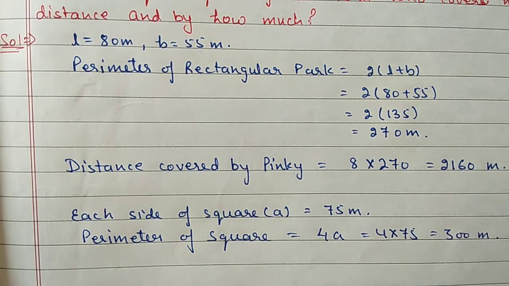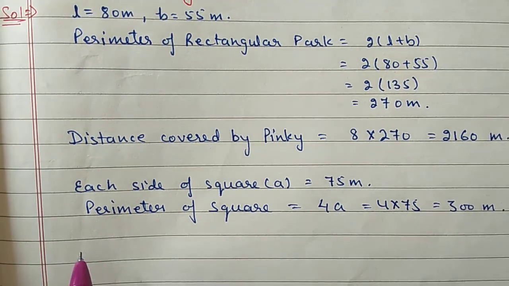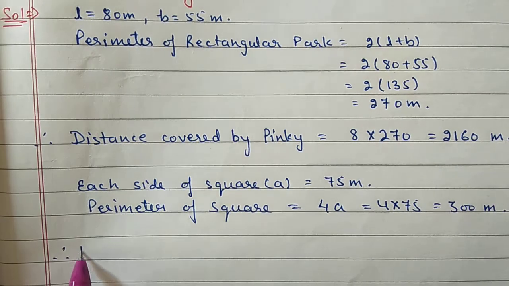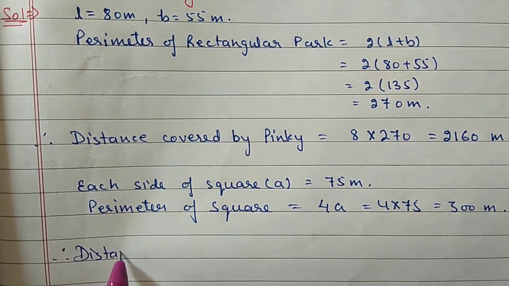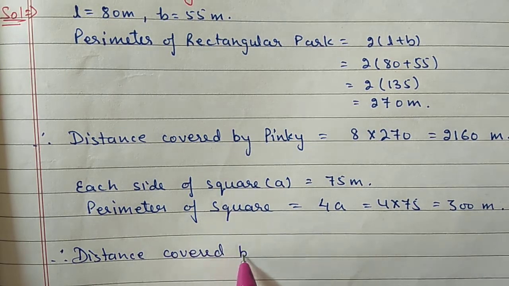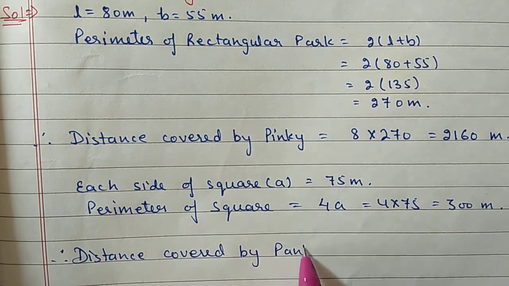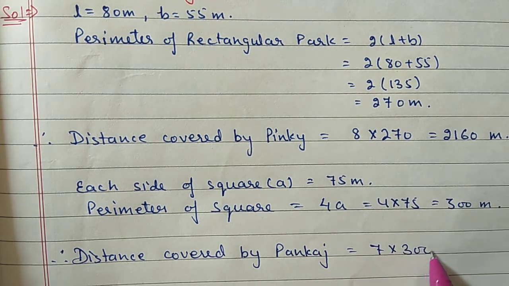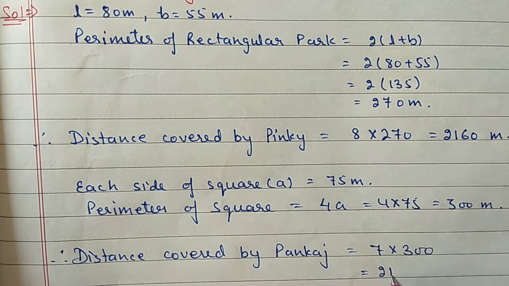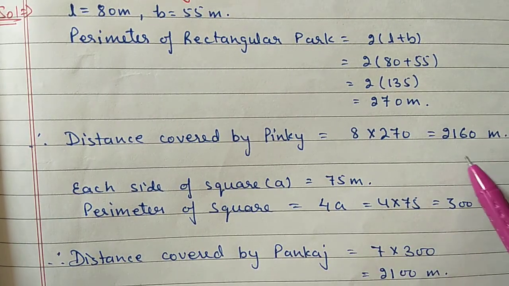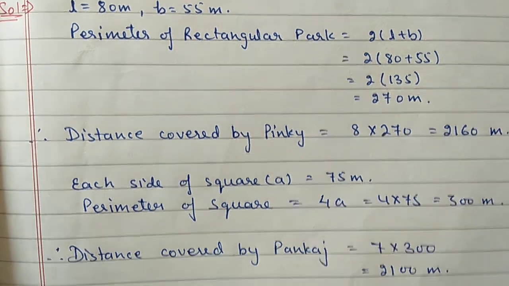And Pankaj is taking 7 rounds. So distance covered by Pankaj is equal to 7 into 300. We will get here 2100 meters. So you can see who is covering more distance. Pinky is covering more distance.